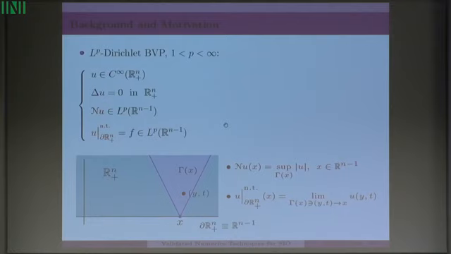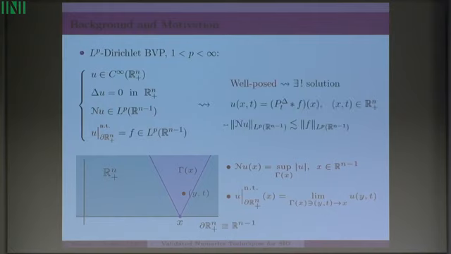This particular problem is often the starting point for a first-year graduate course in harmonic analysis, and we teach our students that this problem is well posed: there exists a unique solution, namely the Poisson kernel convolved with the boundary data f. And there is a rich harmonic analysis which allows us to establish non-tangential maximal function estimates of the solution in terms of the boundary data.